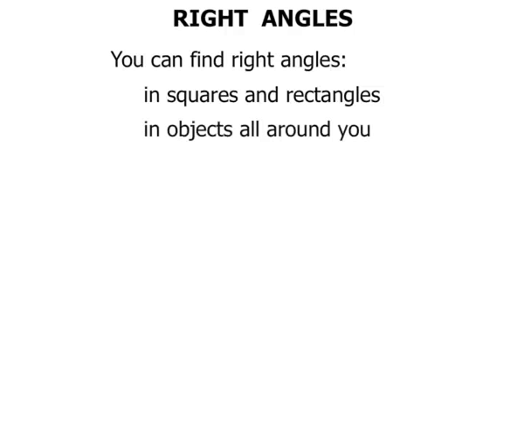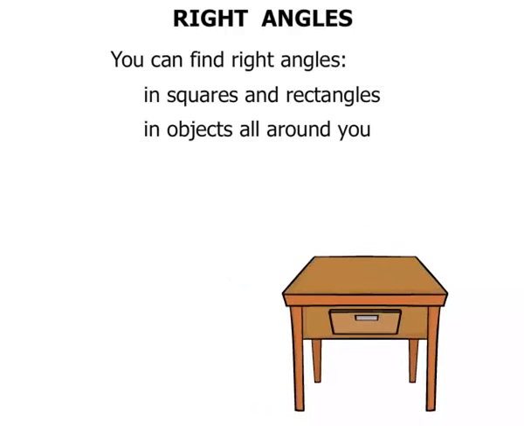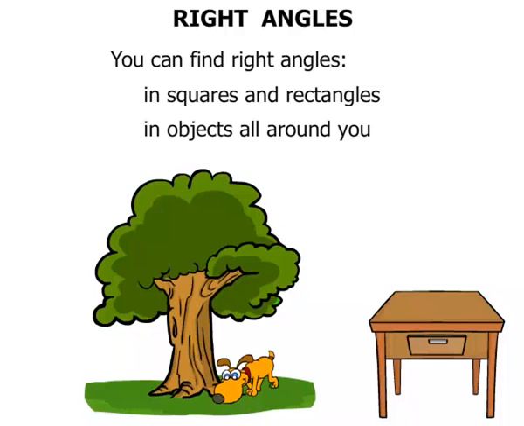You can also find right angles in objects all around you. So if we consider this table, we can see that, yes, the leg and the top of the table there would be at right angles. There's a right angle there. Now a tree there, there's a dog sniffing around a tree there. The angle between the ground and the trunk would also be a right angle.